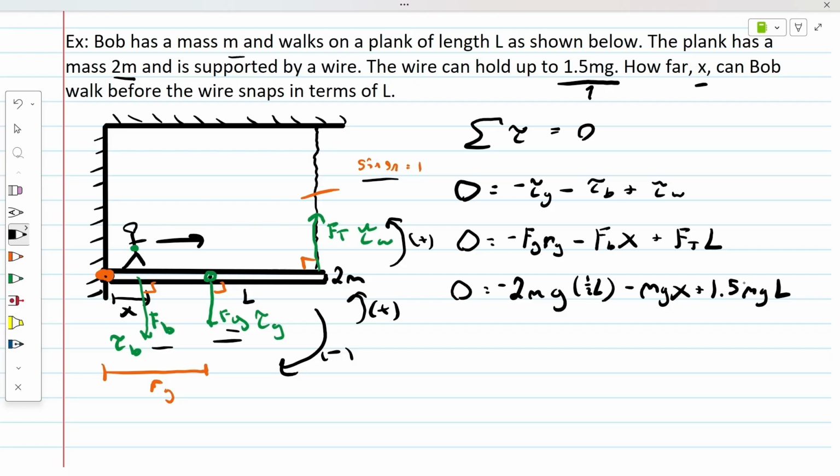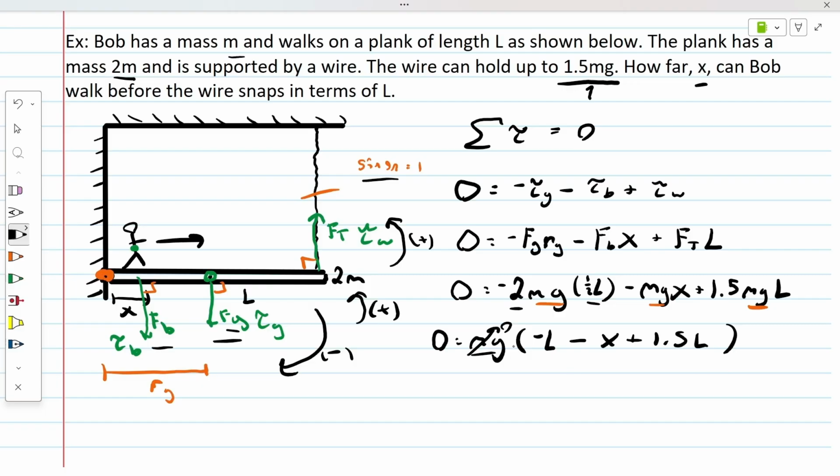And so now this becomes pretty simple. First off, we have a like term of mass times gravity in every single one of these. So we can factor this out and get 0 equals the mass times gravity, and then we have this negative 2 times 1/2, which is just going to be 1, so we have negative L, minus x, plus this 1.5 L. Okay, and so this mass times gravity is just going to go to 0, because we know one of these terms has to be 0.